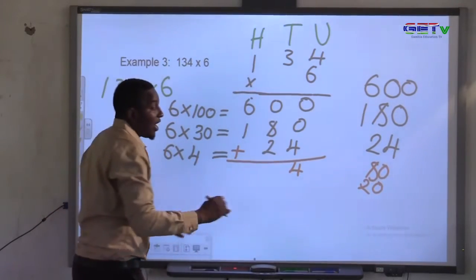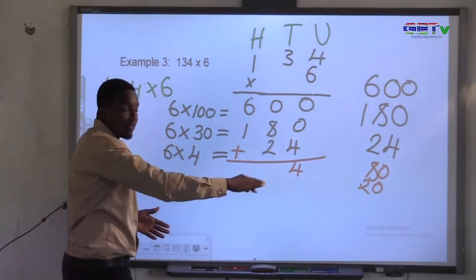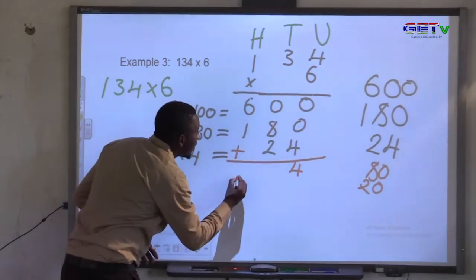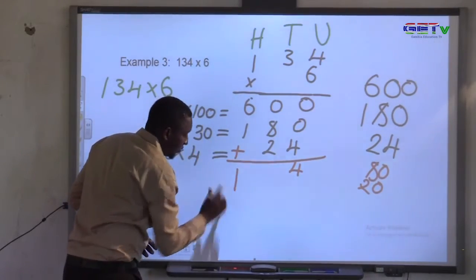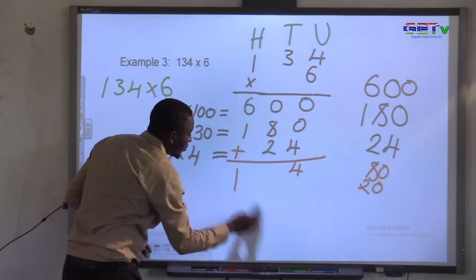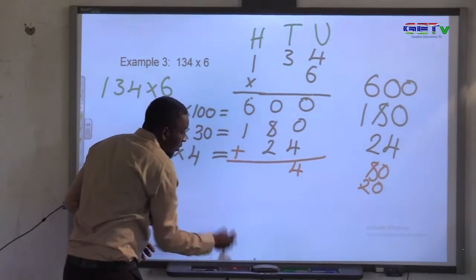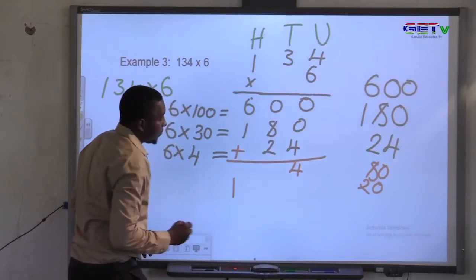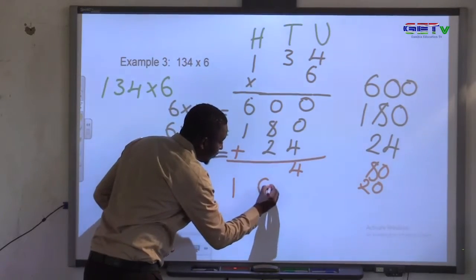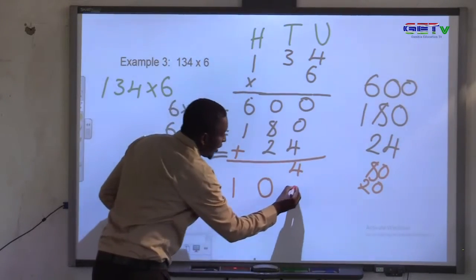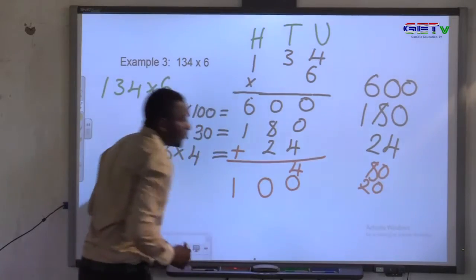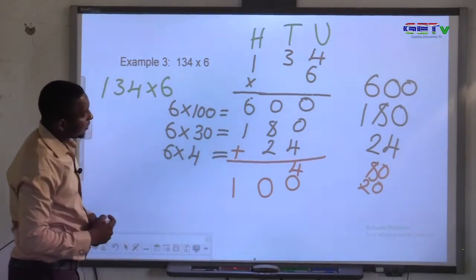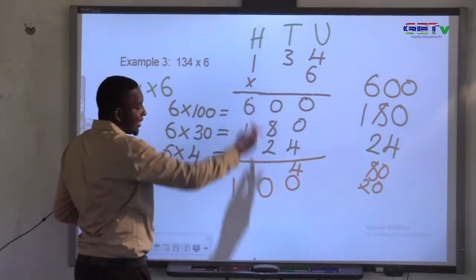So again, 100 will have to be written in its respective place value. So 1 will be under the 100 column. Sorry, I need to write it down. 1 will be under the 100 column. This 0 will be under the 10 column. And the other 0 will be under the unit column. We've added.